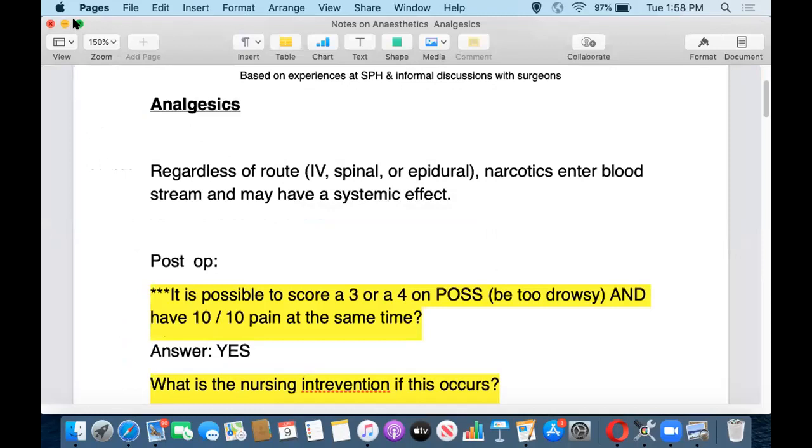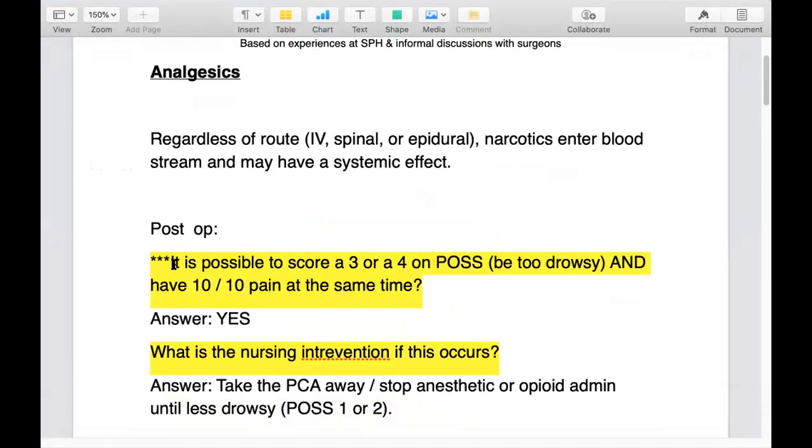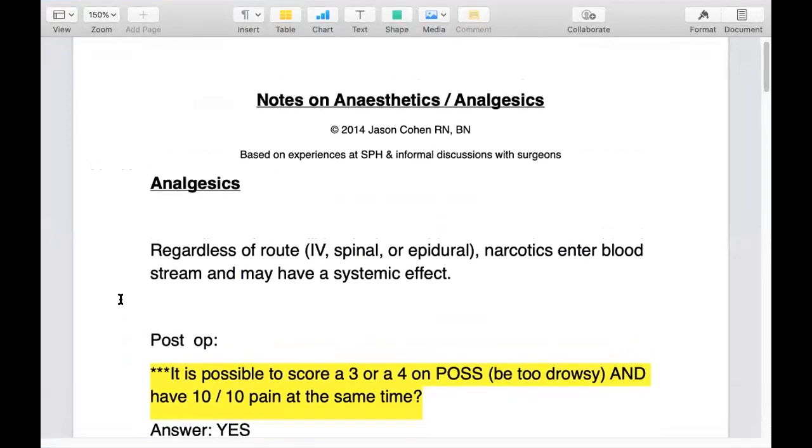Okay, so looking at this from the top here, is it possible for a patient to score 3 or 4 on POS, remember that's unacceptable, and have 10 out of 10 pain at the same time? The answer to that question is absolutely yes. You can have patients who are pretty drowsy and still having a lot of pain. Pain's what the patient says it is, but yet I'm talking to this guy, he can hardly keep his eyes open at all, and I need to really shake his shoulder quite hard to wake him up. I'd say that's probably around a 3, maybe a 4 on POS.